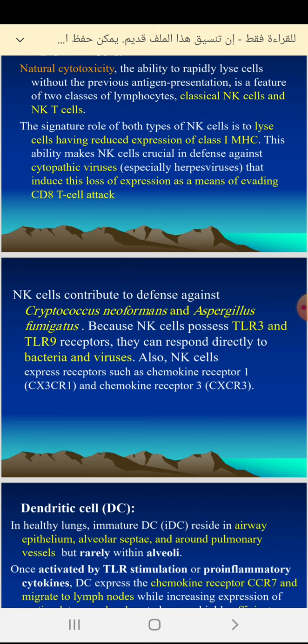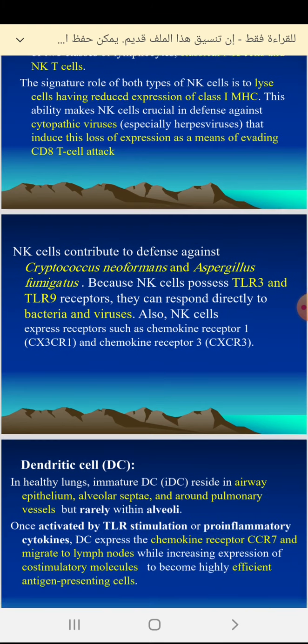role of both types of natural killer cells is to lyse cells having reduced expression of class 1 major histocompatibility complex. مثل ما نعرف انه الناتشرال كيلر سيلز لها القابليه انه for destruction of viral infected cells يعني بالضبط الرول مالتها نفس الرول of CD8 او السيتوتوكسيك تي سيلز.